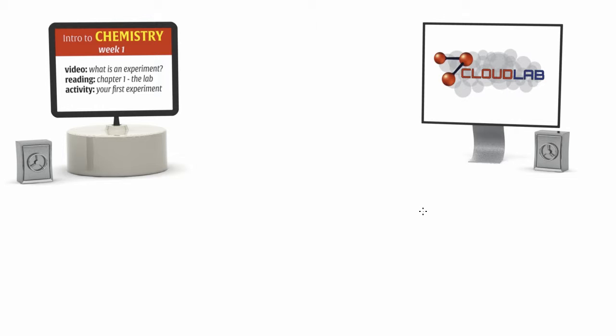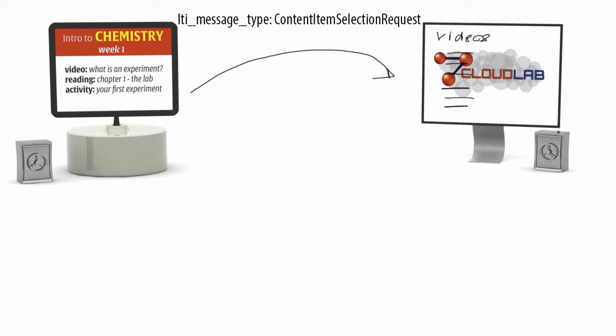So, for example, let's take the simple case where on the tool provider you could have a bunch of videos. So it could be kind of a videos repository, and you would want to add some of those directly into your course. So you would launch into the tool provider, so still an LTI launch, but this launch would have another message type. The message type would not be basic launch, it would be content item selection request. And it indicates to the tool provider that now you want to either build or pick a resource depending on what the tool provider offers.